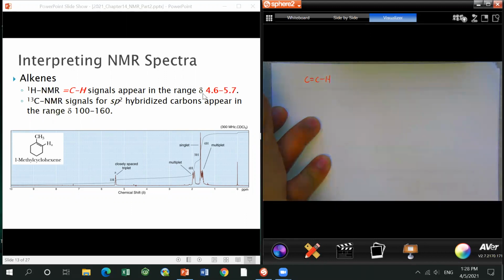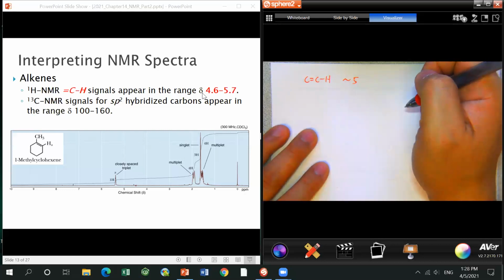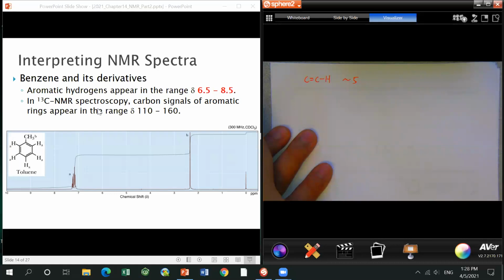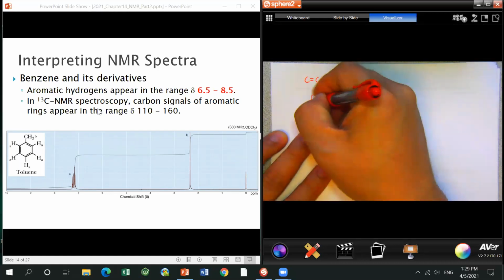So that's too many numbers. Normally I just remember around 5. Normally no other kind of proton will show signal around 5. So if you see a proton around 5, more likely it should be the alkene protons. And for alkene carbons, the chemical shifts are normally from 100 to 160. All right, and then next, keep in mind the benzene proton.